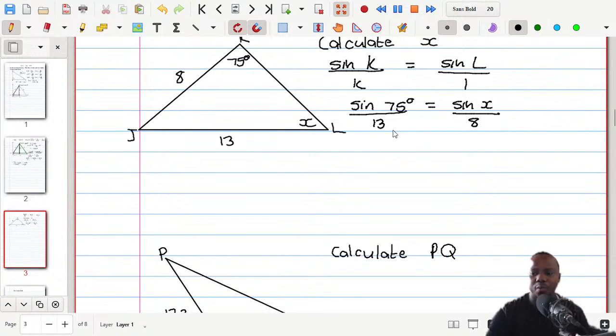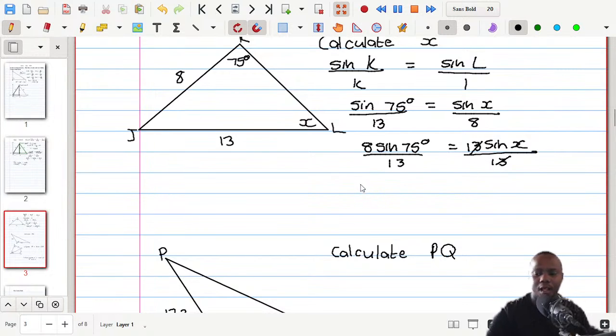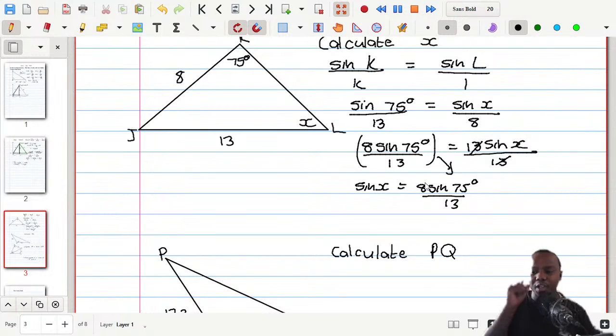So, this is what we need to do. From this step, we can cross multiply. We are going to have 8 sine of 75 degrees equals 13 sine of x. I'm going to divide by 13 and I'm going to divide by 13. This will cancel this. Now I'm going to have sine of x equals 8 sine of 75 degrees over 13. My advice is do not type this into the calculator as yet and then write down your answer here, because you're going to get into trouble with rounding off.